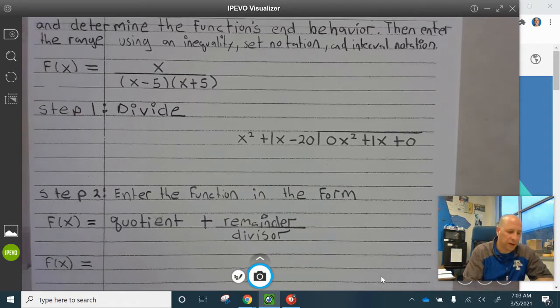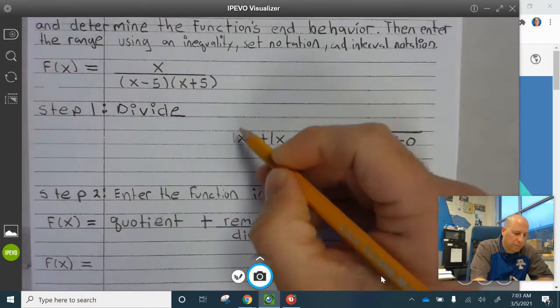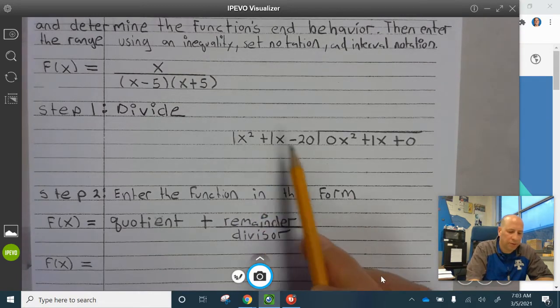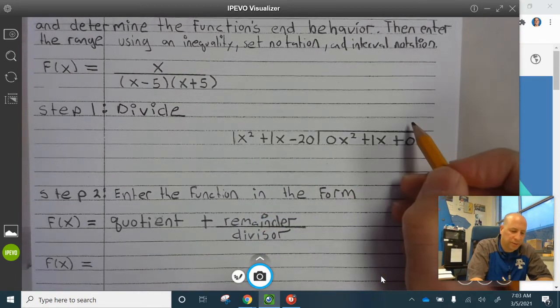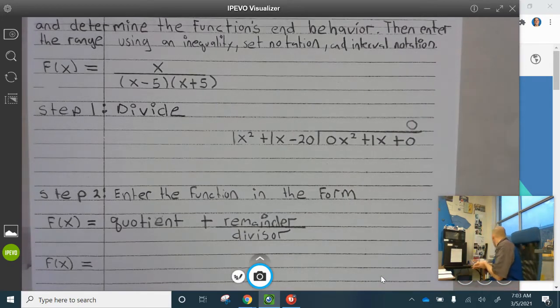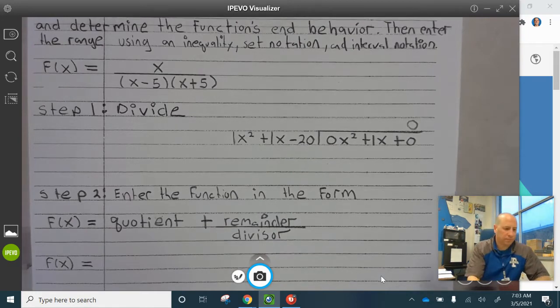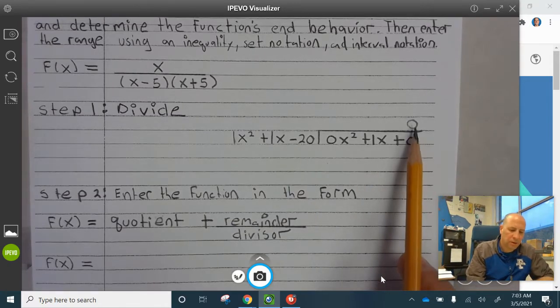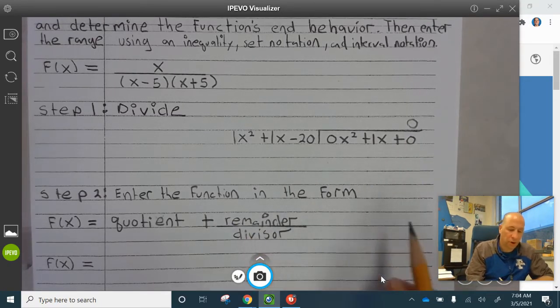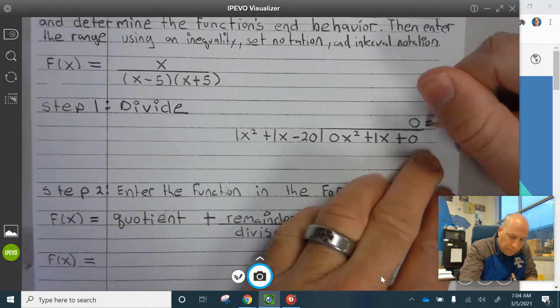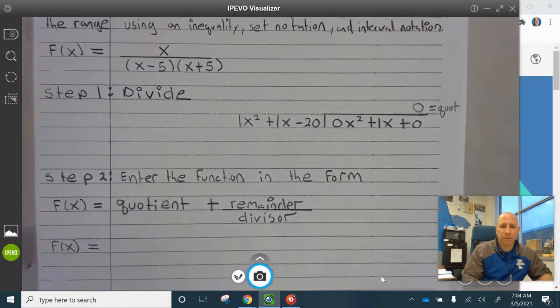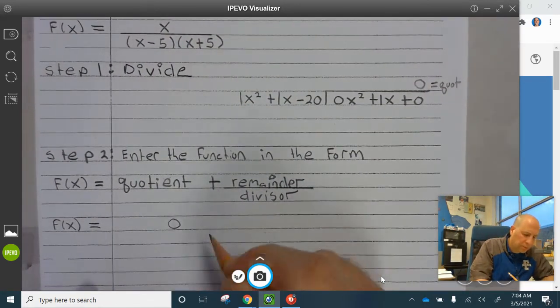Step 1, divide. So we ask ourselves, what do we multiply x squared by to give us 0x squared? The answer to that is 0. Now, that's our remainder. Oh, I'm sorry, that's our quotient. Okay. So that's 0 plus.